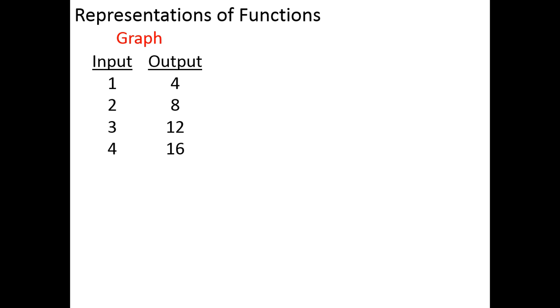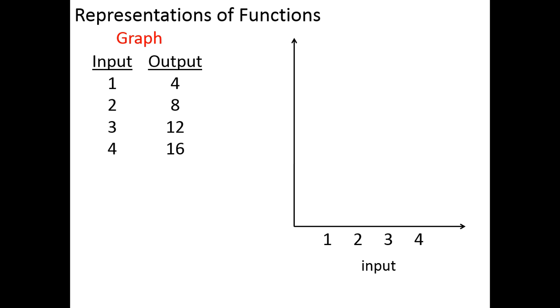And let's look at this same function and try to represent it with a graph. Now when we represent a function with a graph, we need 2 axes, one for the inputs and one for the outputs. Our inputs range from 1 to 4, and our outputs range from 4 to 16. And then we'll represent each of the input-output pairs as a point on the graph. So an input of 1 gives us an output of 4. An input of 2 gives us an output of 8. An input of 3 gives an output of 12, and an input of 4 gives an output of 16.